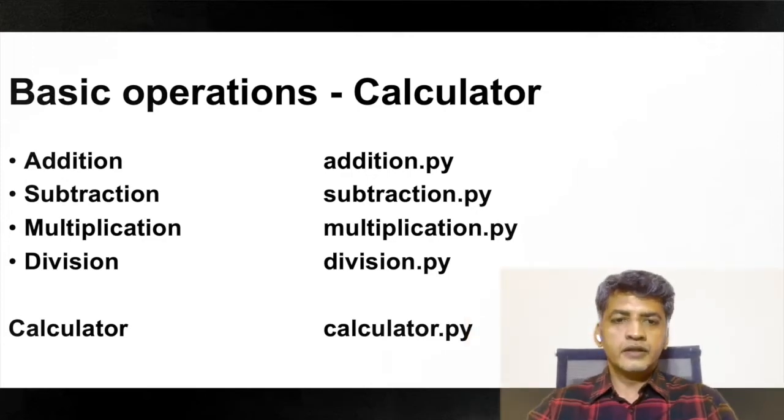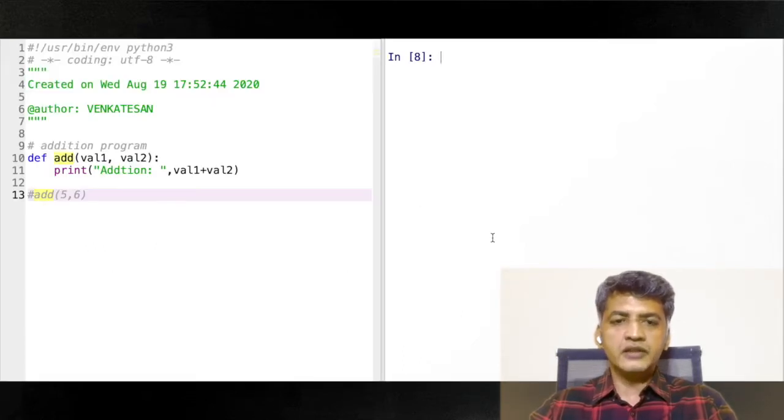Here I'm going to show you the 4 different programs I have created. One for addition, another for subtraction, a third one for multiplication, and a fourth one for division. I have also created the calculator program. First we are going to get the input from the user, that is which numbers he wants to add, subtract, multiply, or divide. Then we are going to verify whether it works with the basic operations or not.